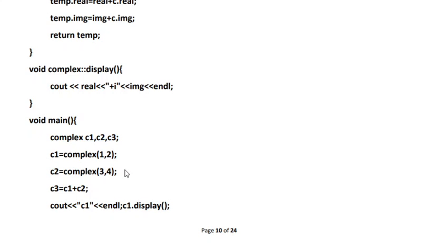So the constructors are called here. Here what we have done is, instead of an implicit call, we have made an explicit call. So an explicit call is done in this particular manner. Whenever c1 equals complex 1 comma 2 is executed, real and imaginary of c1 will be initialized with 1 and 2 respectively. When c2 equals complex 3 comma 4 is executed, real and imaginary part of c2 will be initialized with 3 and 4 respectively, right?